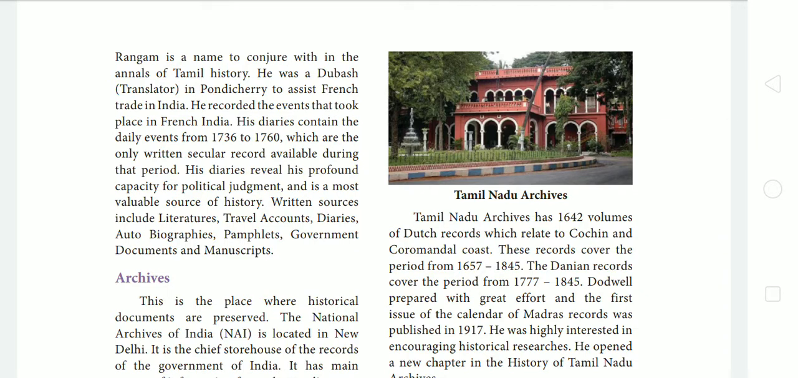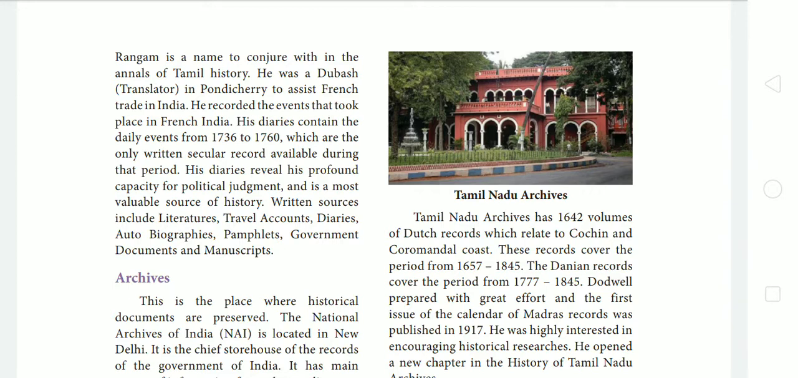Anandarangam is a name to conjure with in the annals of Tamil history. This Anandarangam made things happen cleverly. What is meant by conjure? Conjure means to make things happen by clever activity. So Anandarangam is a name to conjure with in the annals of Tamil history.